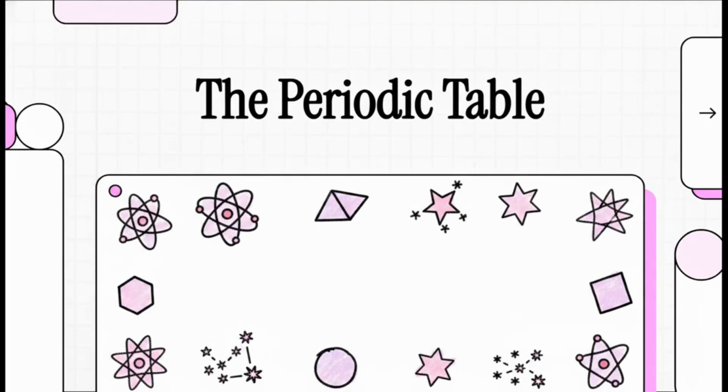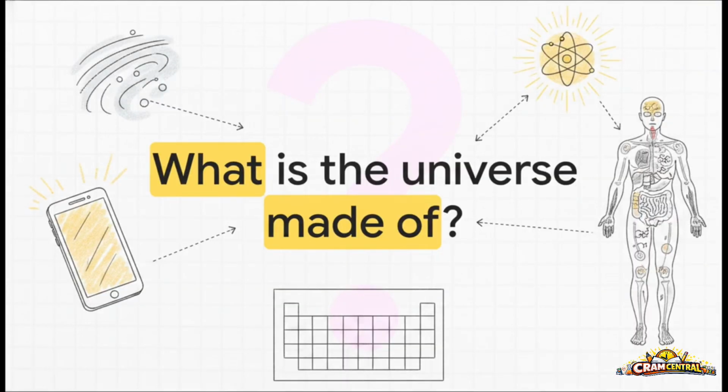Welcome to this explainer. Today we're going to dive into the ultimate cheat sheet for literally every building block in existence. You've definitely seen the periodic table of elements hanging in a science classroom, and yeah, it looks a bit intimidating at first glance. But once you actually know how to read the map, it is an absolutely fascinating piece of human ingenuity. So, what is the universe made of? It's kind of the ultimate question, right?